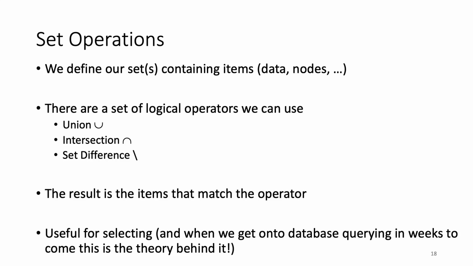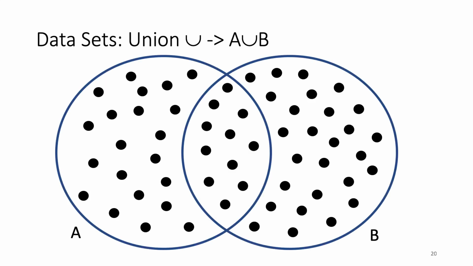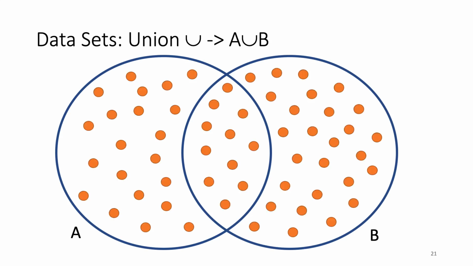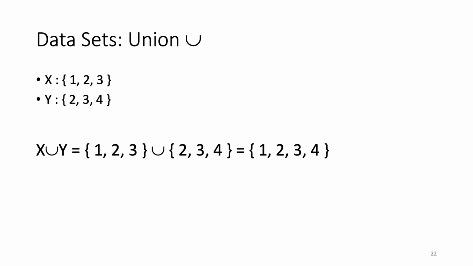So the result, when we have sets and we use a set operator, is the set of items that match the operator. The union is the set of all the items that are a member of either or both of the sets. Here's A and B. The union of A and B is nodes which are a member of A, a member of B, or a member of both. So union, very simply, is the sum of the two sets. If something's in both, we don't duplicate it. It's the sum of any number of sets which is included. So mathematically, the union of 1, 2, 3 and 2, 3, 4 is 1, 2, 3, 4. Fairly simple. All of the nodes that are included go into it.